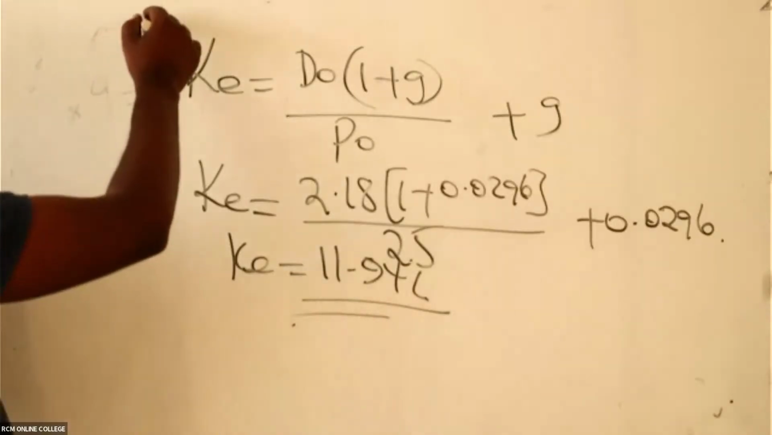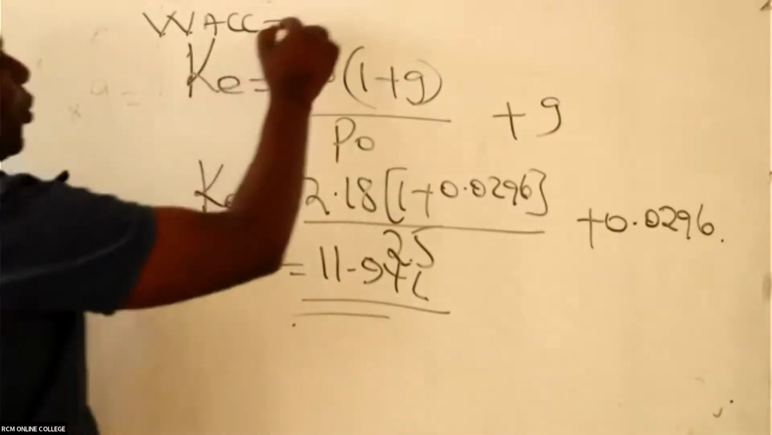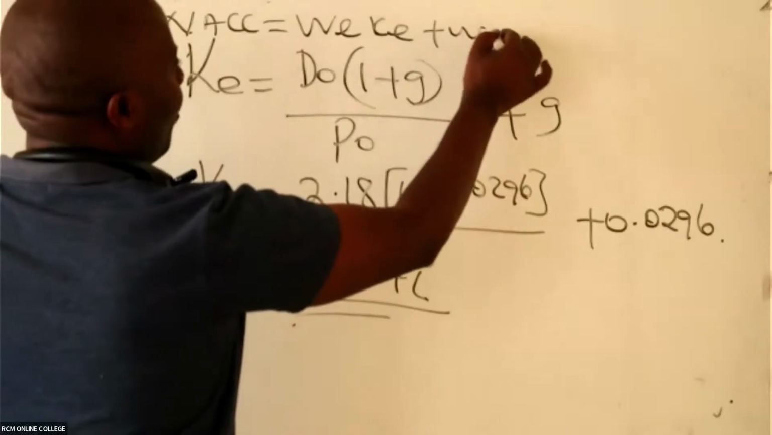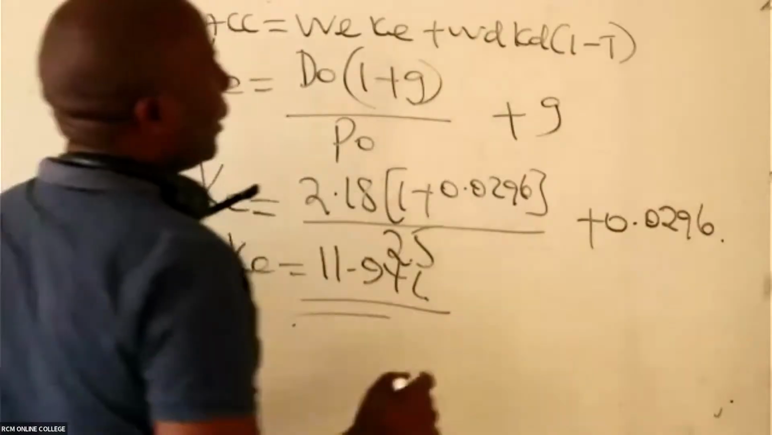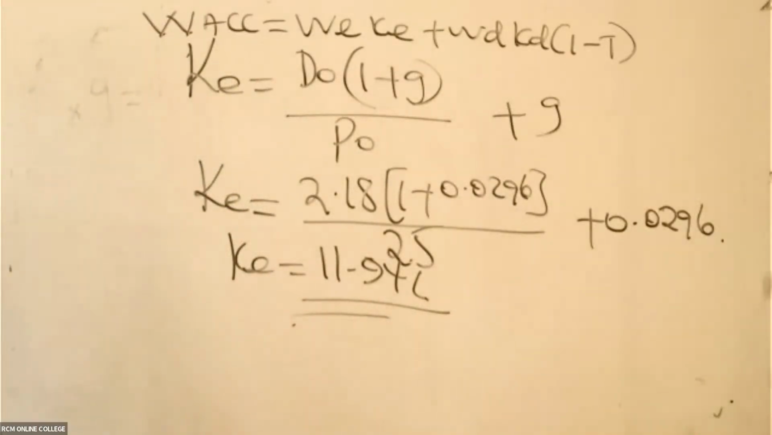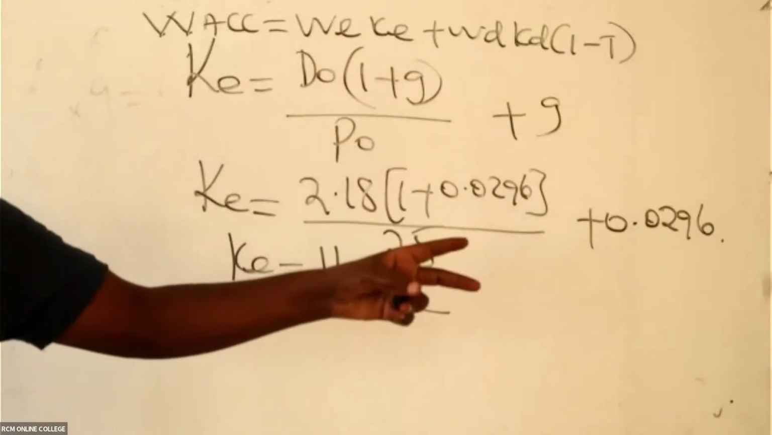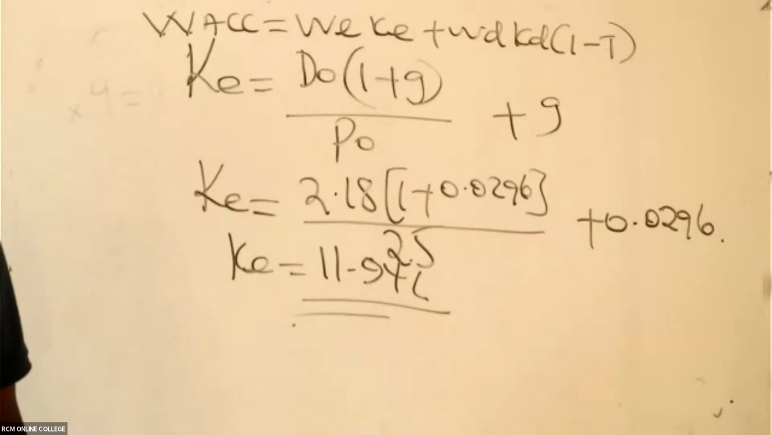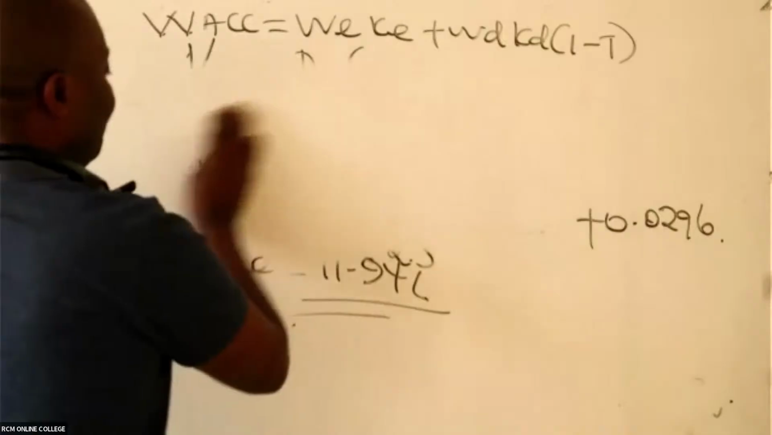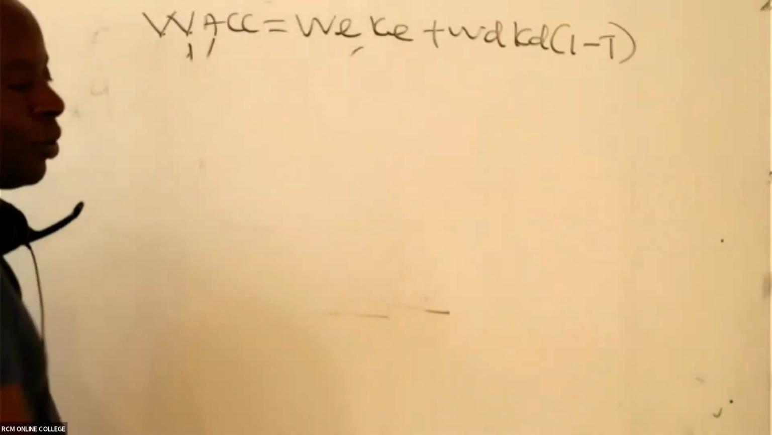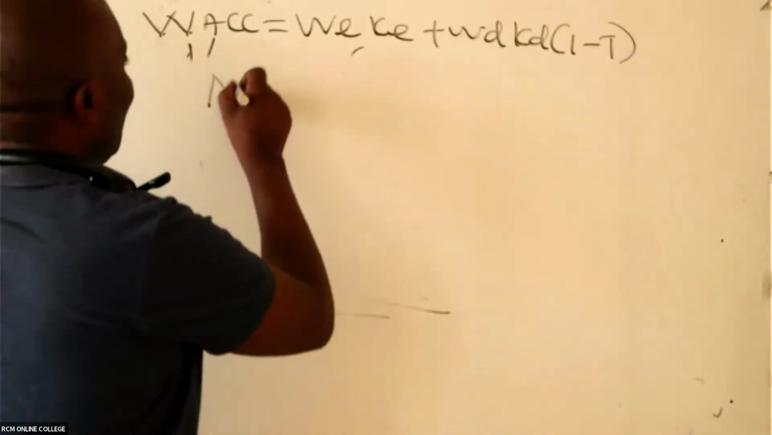Now remember, we are getting what we call WACC. And how do we get WACC? It is weight of equity times cost of equity, plus weight of debt times cost of debt, times 1 minus tax rate. So now the only thing I need to do is to get the market value weights.